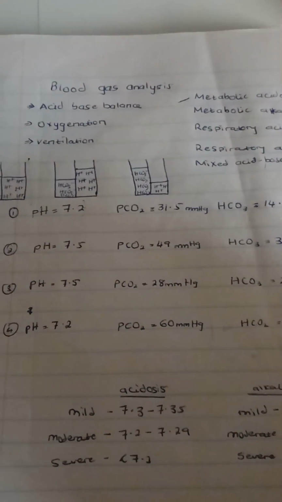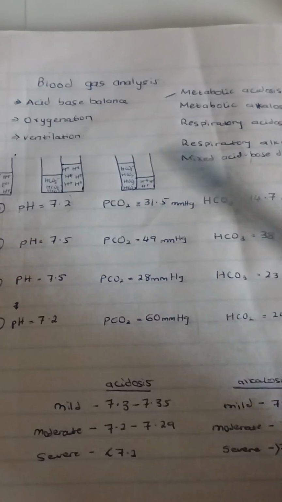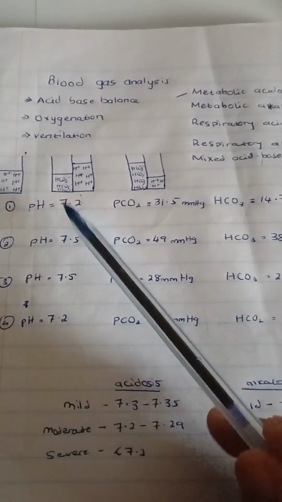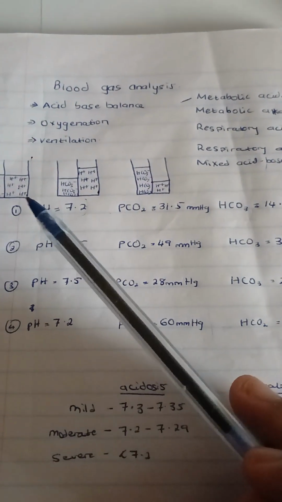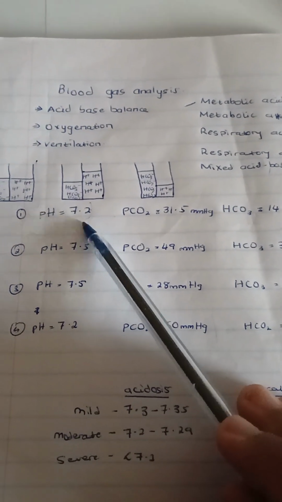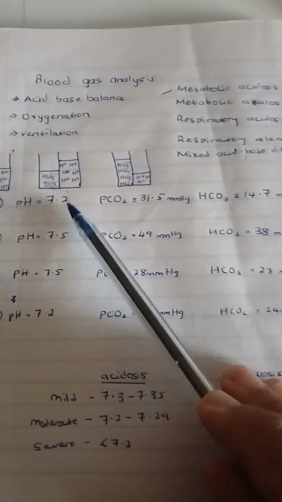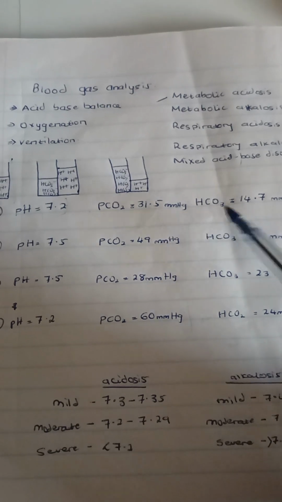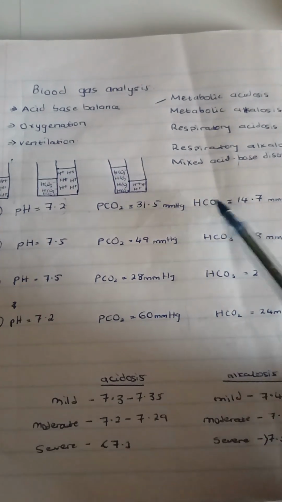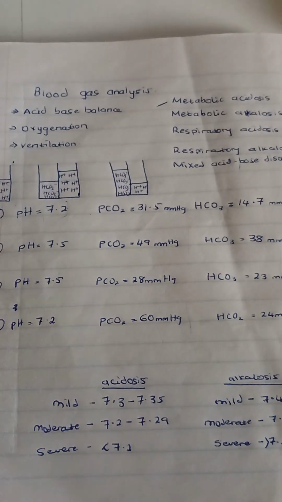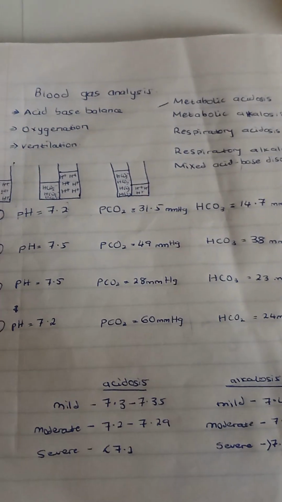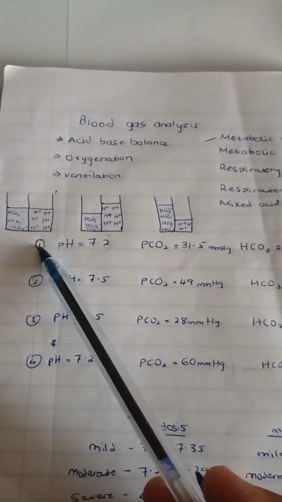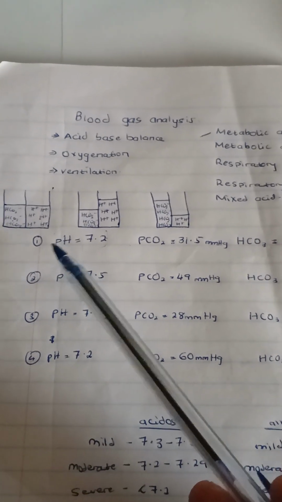So let's see. We have 3 parameters. The first parameter is the pH. pH is the indicator to tell us whether it's acidosis or alkalosis. It's the one that will answer the first question. Then we have PCO2 and HCO3. These 2 will help us answer the second question. How? We will see. So we have to know the reference ranges of each.